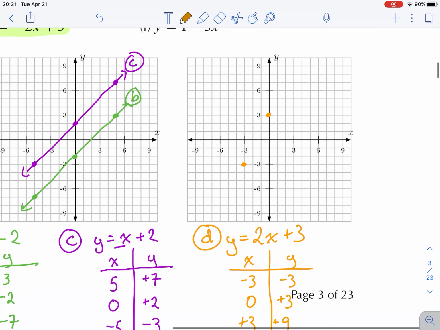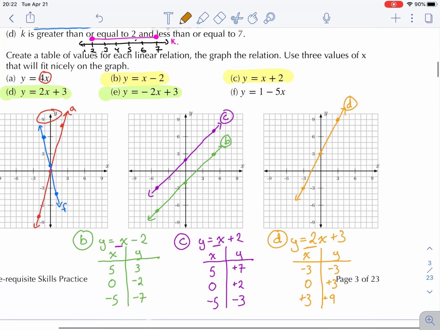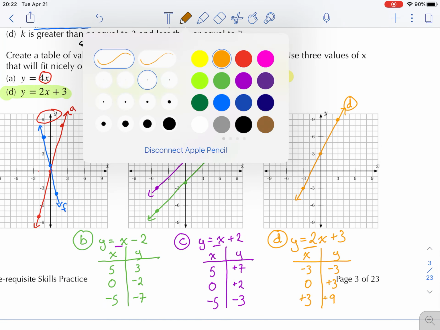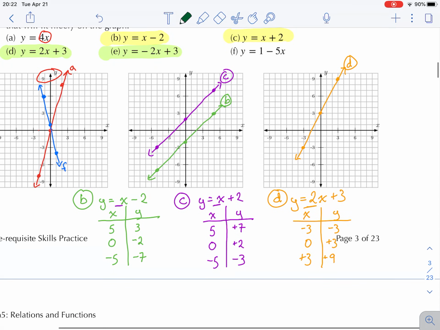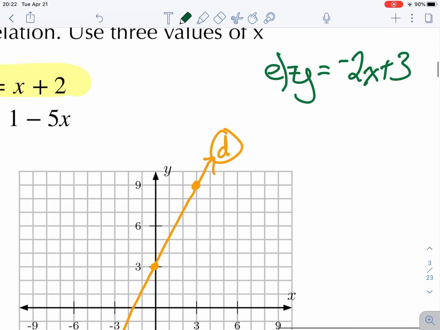Now let's graph that. Negative 3, negative 3. 0 and plus 3. And then 3 and 9. That one has a positive slope. Right, the slope is plus 2. Now when we do letter E, E has a negative slope. So we're going to find a spot to do E. y is equal to negative 2x plus 3. So I build myself a table of values.